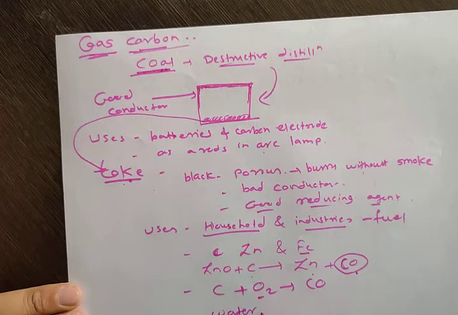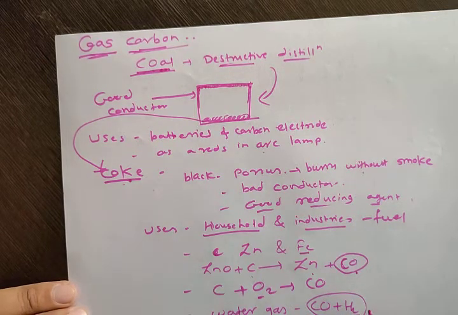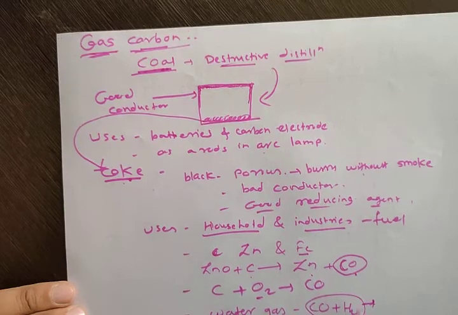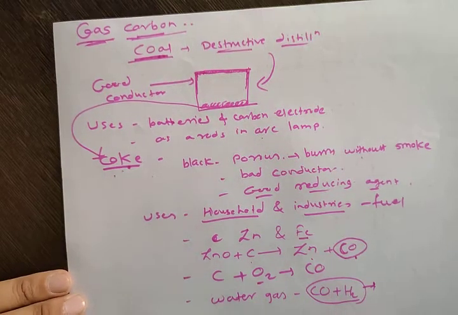And the last use: coke is used in the manufacturing of fuel gases such as water gas. So remember what is meant by water gas. Water gas is nothing but a mixture of carbon monoxide and hydrogen gas. The Bosch process we have studied in the hydrogen chapter. There we used coke plus steam.